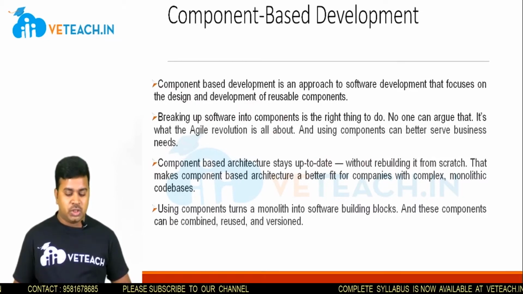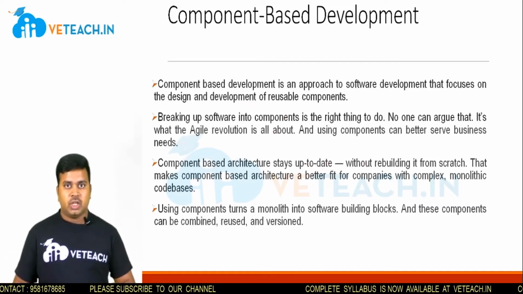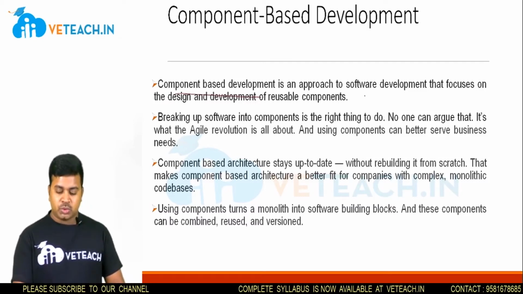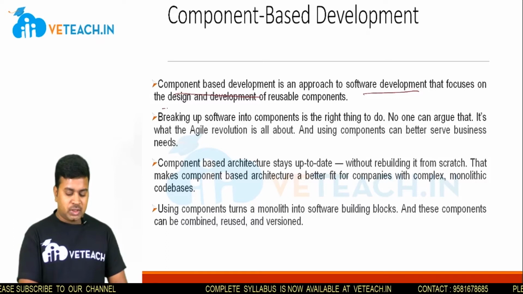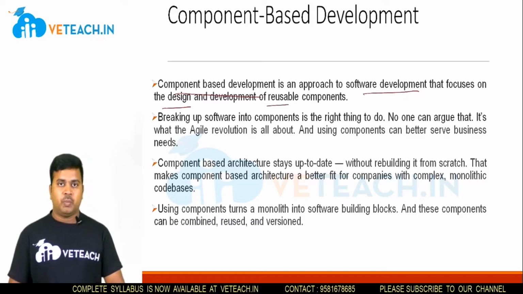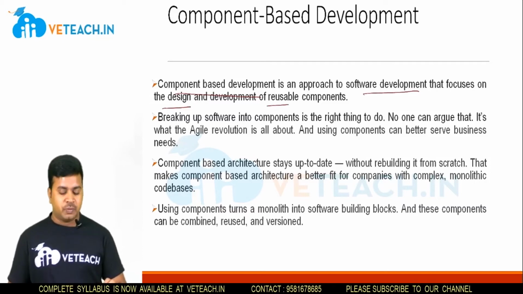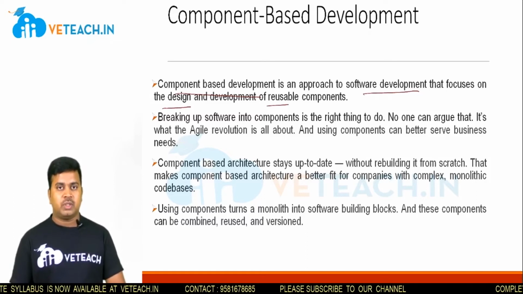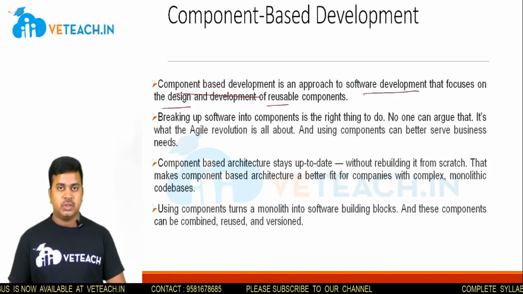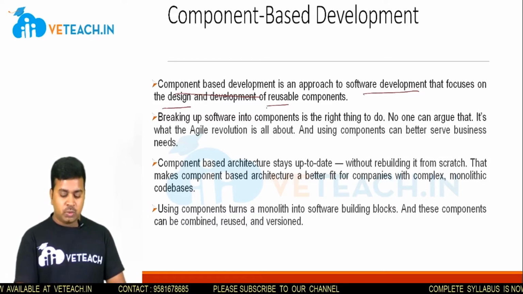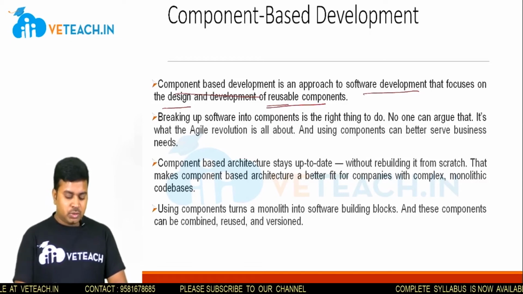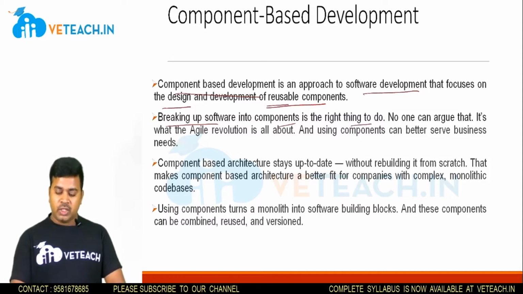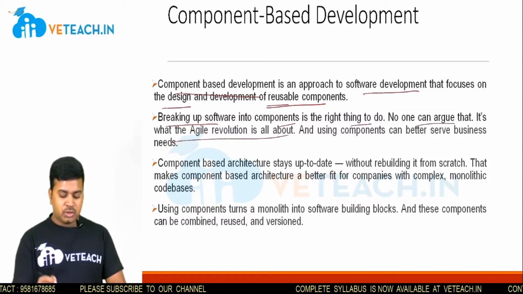Initially, we are going to see about the component based development. In the component based development, see the first point. Component based development is an approach to software development that focuses on the design and development of reusable components. Mainly the purpose is that we are going to reuse the components whatever we have done earlier in the project. So breaking up software into components is the right thing to do. No one can argue that it's what agile evolution is all about.